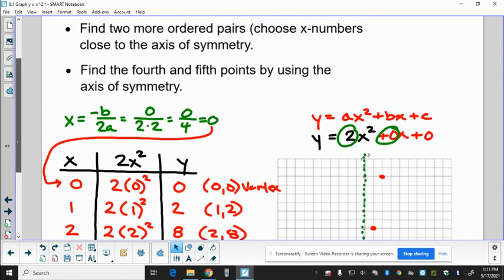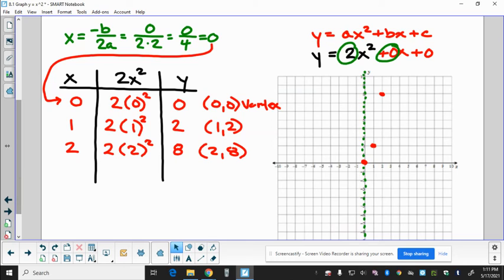Lastly, find the fourth and fifth points by using the axis of symmetry. So there should be a point on the opposite side of the line, on the opposite side of this dotted line over here. Now go ahead and draw your curve in here. Remember to make it a U. Try to not make it look like a V. It's actually a U shape. You got that one done. So we're graphing parabolas.